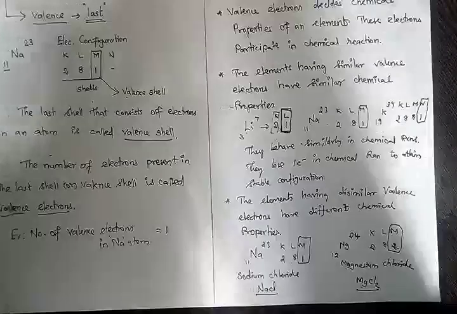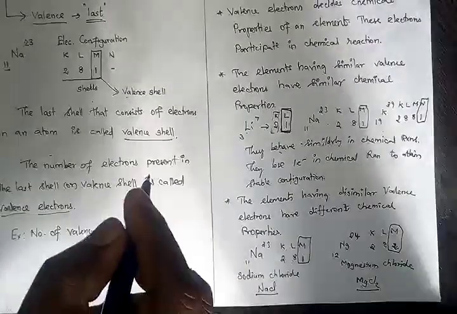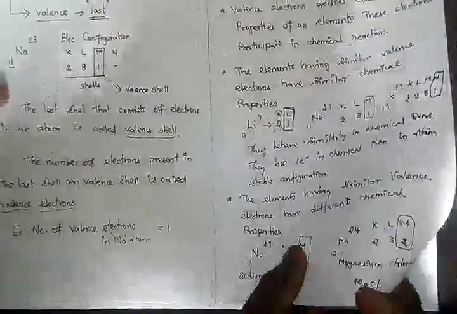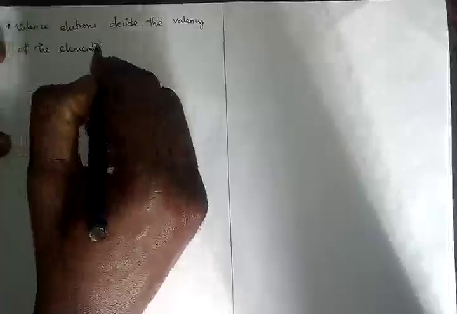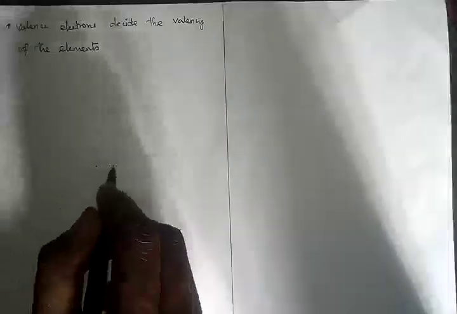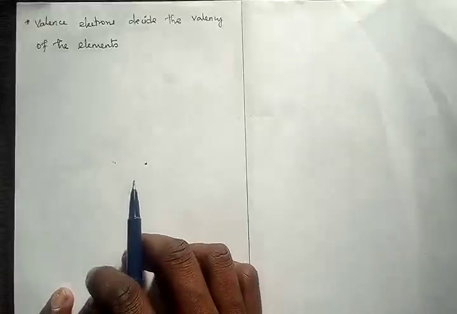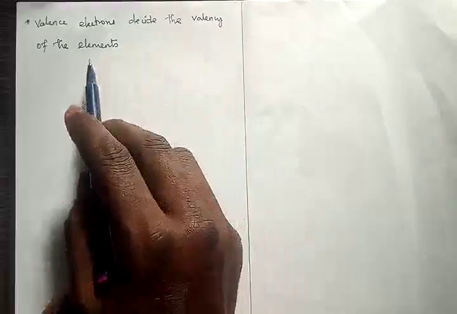Now, let us go to one more important aspect of this. The valence electrons are very important in deciding valency too. So the valence electrons decide the valency of the element. Valency of the elements. Got it? Now, so let us see this concept. Valence electron decides the valency of an element.